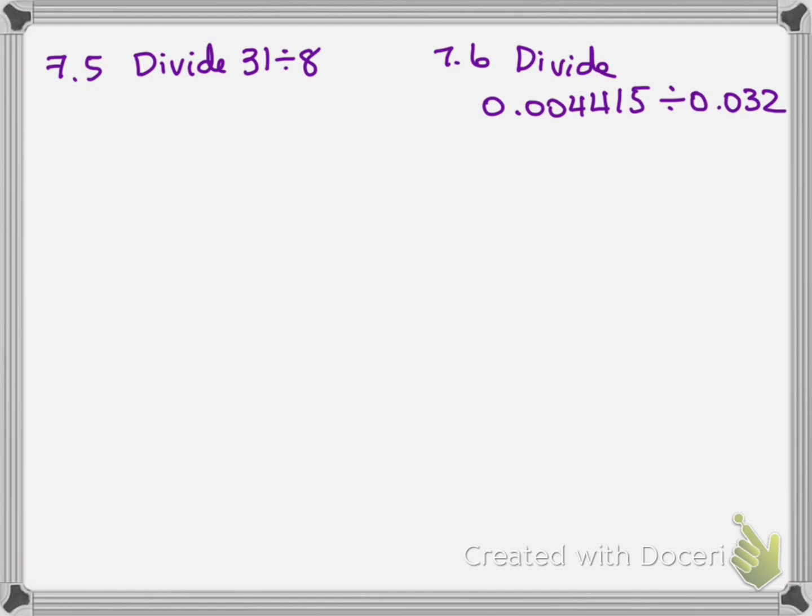In example 7.5, we have to divide 31 divided by 8. Now notice there's no decimals, so we're just going to put our exercise there. Again, we can't do 3, so we start with 31. 8 times 4 would be 32, so that's too much. So we'll do 8 times 3. 8 times 3 is 24, and when we subtract, that's going to be 7. Now notice that we could just put here 3 remainder 7, but since we are working with decimals, let's just find more decimals.